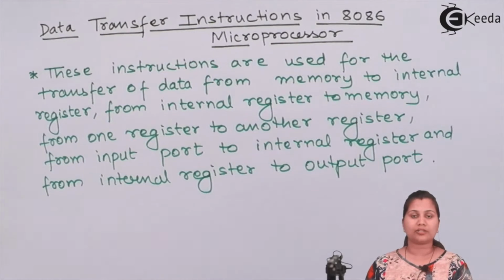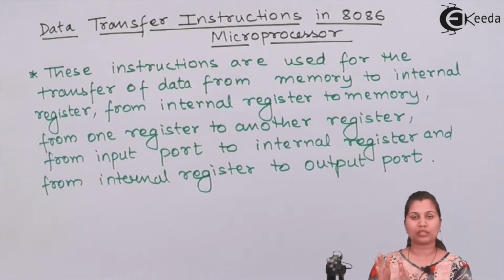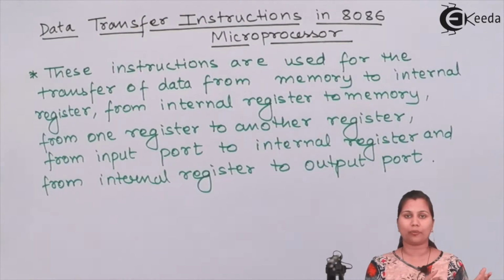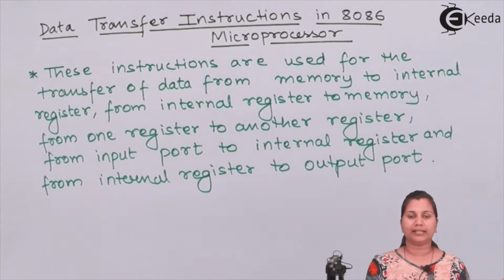Now this data transfer takes place from a source place to a destination. That is, the data is picked from the source place and then it is copied or transferred to the destination place. So source and destination are the two places. Now these two places can be either a memory location or a register.